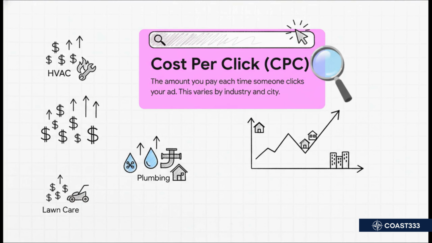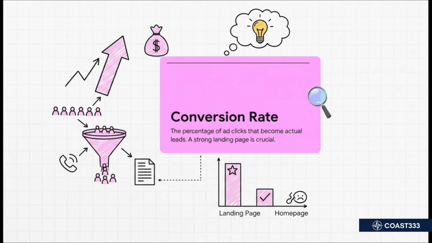All right, first up is cost per click, or CPC. This is simply what you pay Google every single time someone clicks on your ad. Now, what's really important to understand here is just how much this can vary. If you're in a super competitive industry, like say HVAC or plumbing, you're going to pay a lot more for a click than a lawn care business would, just because there are so many more companies bidding for those same eyeballs.